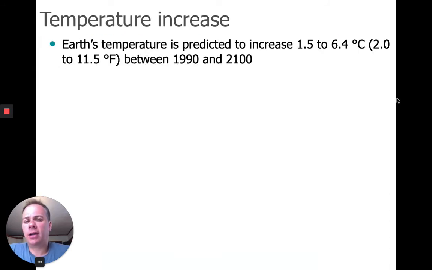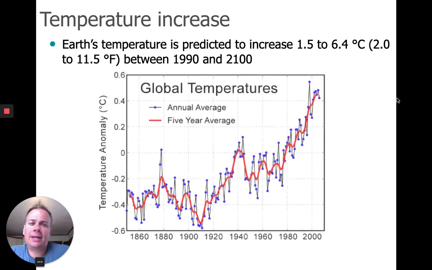And predictions vary. Scientists use computer models to try to predict what's going to happen to the Earth's temperature. And when we look at the projections for the future, we predict an increase of 1.5 to 6.4 degrees Celsius by 2100. And 1.5 is very optimistic. If humans took drastic action now to limit our release of carbon dioxide, we could maybe limit it to 1.5 degrees Celsius, but that's if we take serious action very quickly.